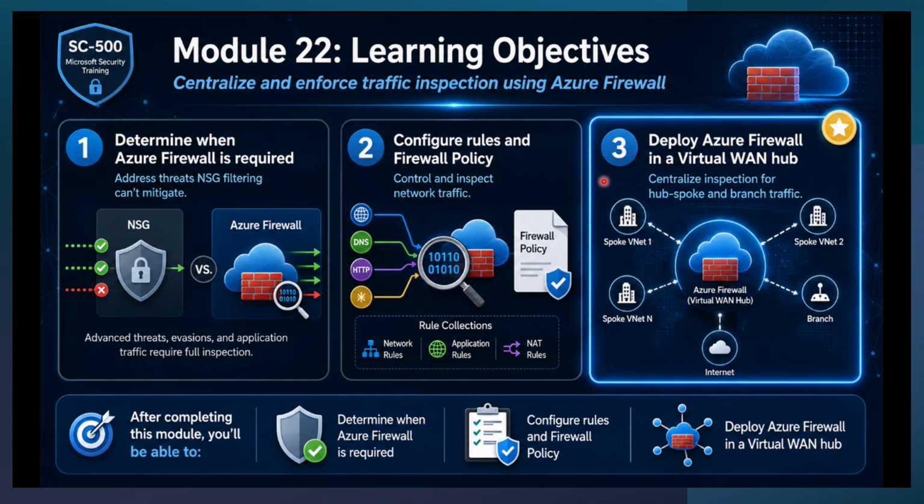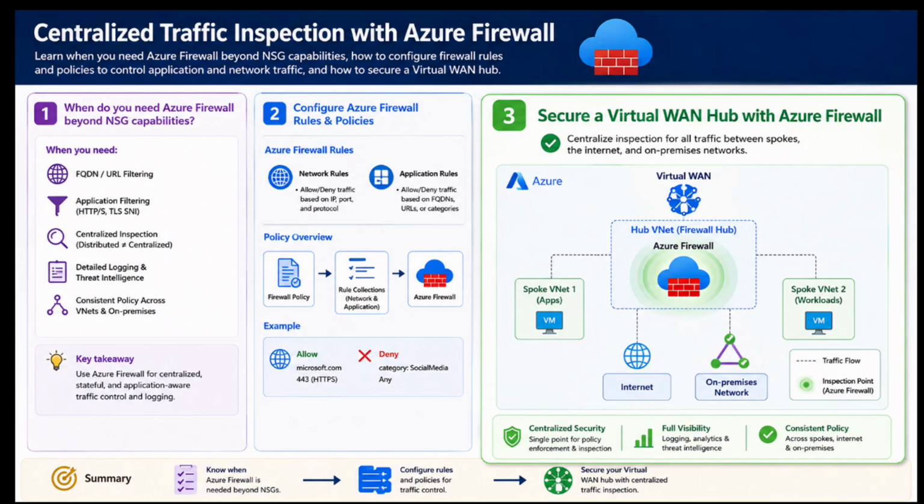And then finally, you should be able to deploy Azure Firewall in a Virtual WAN hub for centralizing inspection in a hub and spoke and also branch office, how that works, right? So if you have a big company with offices in different parts of the world or the US, then again, Azure Firewall Virtual WAN Hub allows you to centralize all that management. So those are the things that we're going to learn in this module.